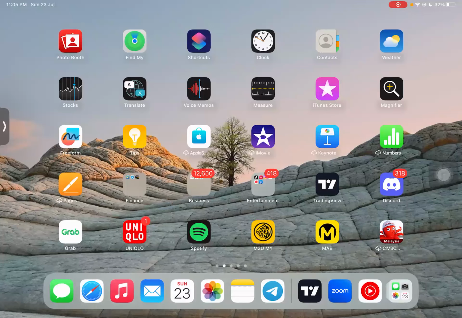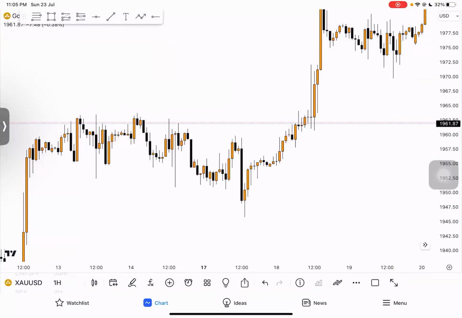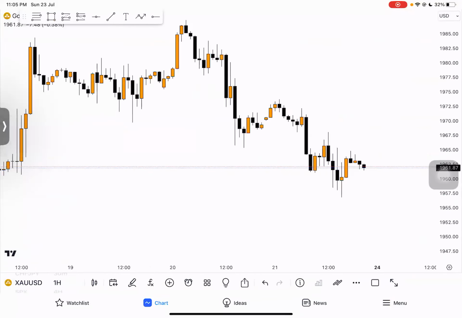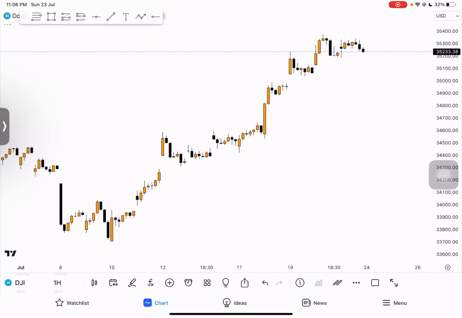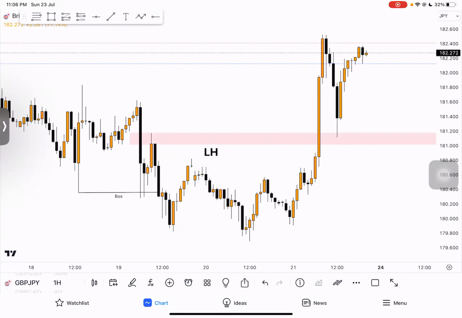Okay, for Fibonacci, it's actually my setting. For me, I usually use Fibonacci, for example like this. Let's go to GBP JPY last week. GBP JPY or GBP AUD. Okay, GBP JPY.